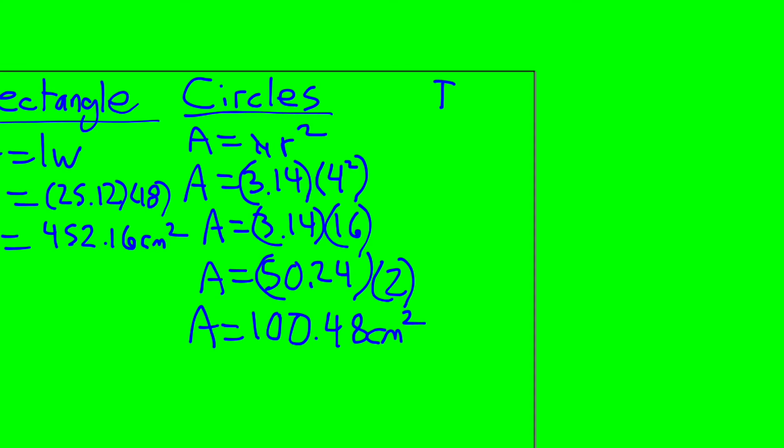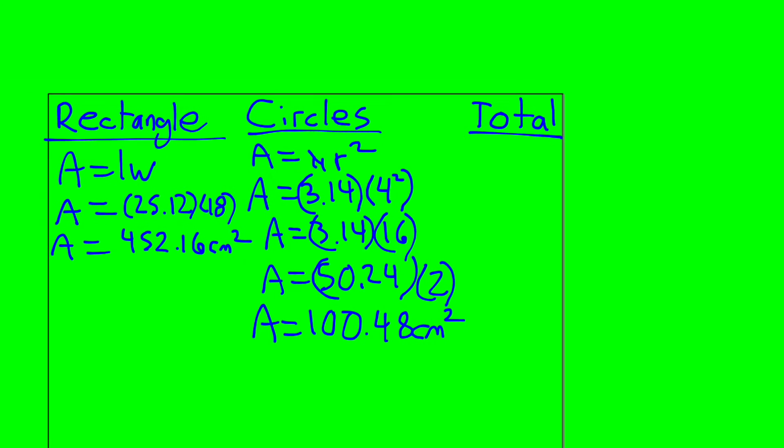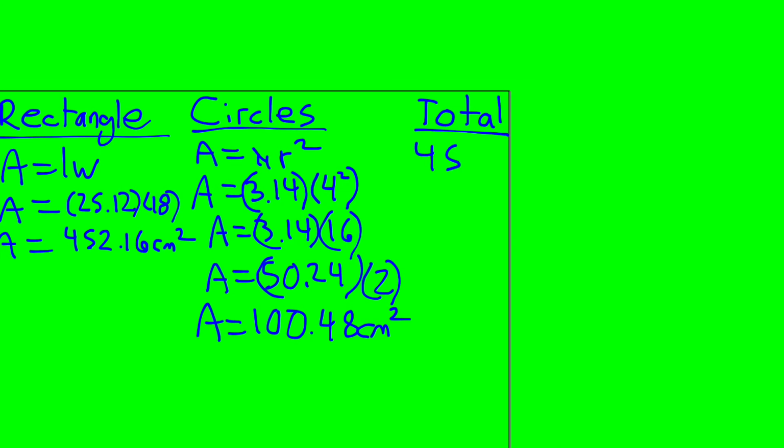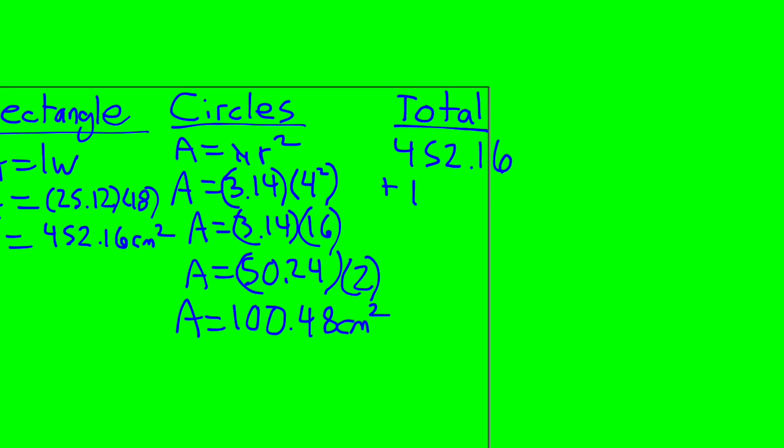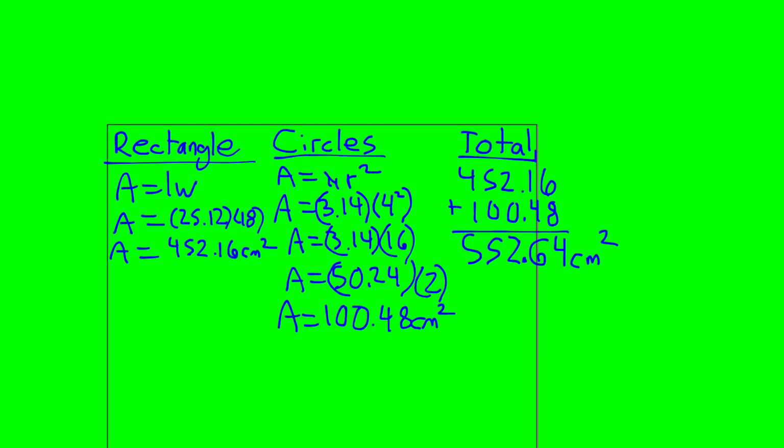To get the total area of this cylinder, bottom, top, and the rectangular part, I have to do 452.16 plus 100.48. When I work that out, that's 14, carry the 1, that's 6, decimal, and then this is 552. Having a lot of trouble writing. So 552 and 64 centimeters squared. That's how you calculate the surface area of a cylinder.